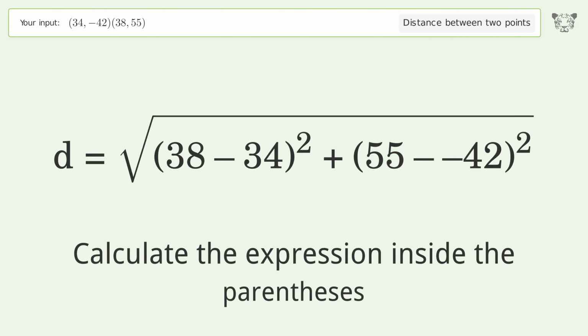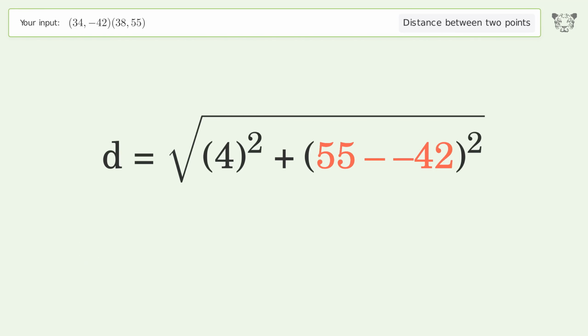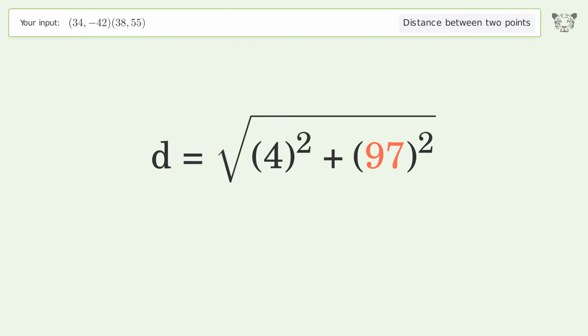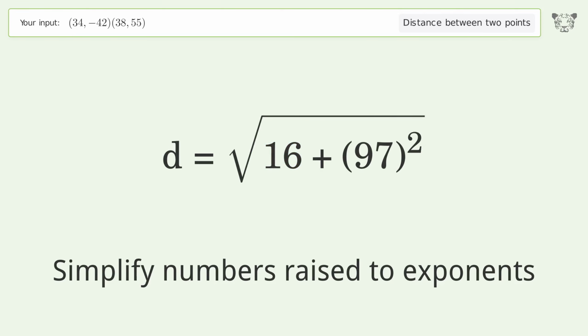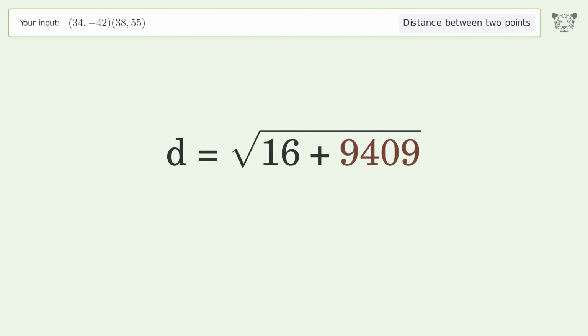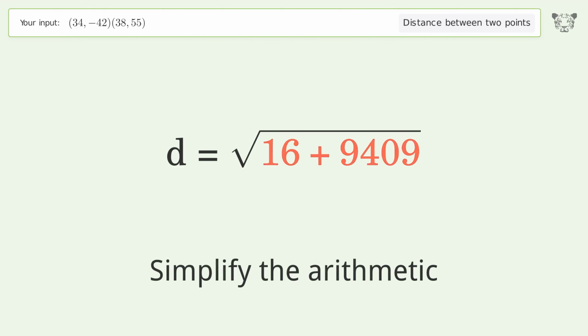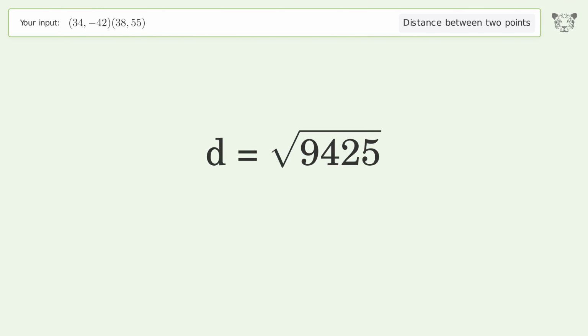Calculate the expression inside the parentheses. Simplify numbers raised to exponents. Simplify the arithmetic. And so the distance between the 2 points is the square root of 9,425, or 97.082.